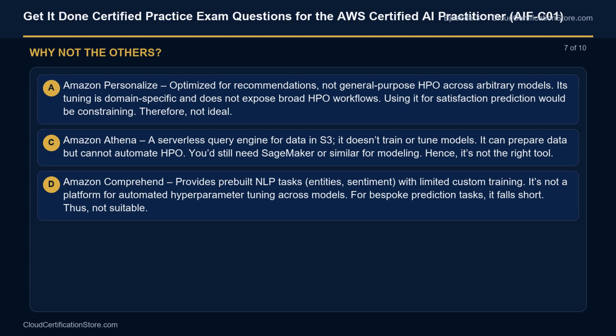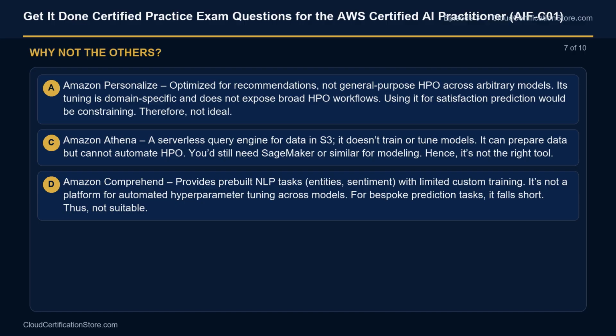Why not option A? Amazon Personalize is optimized for recommendations, not general-purpose HPO across arbitrary models. Its tuning is domain-specific and does not expose broad HPO workflows. Using it for satisfaction prediction would be constraining. Therefore, not ideal.